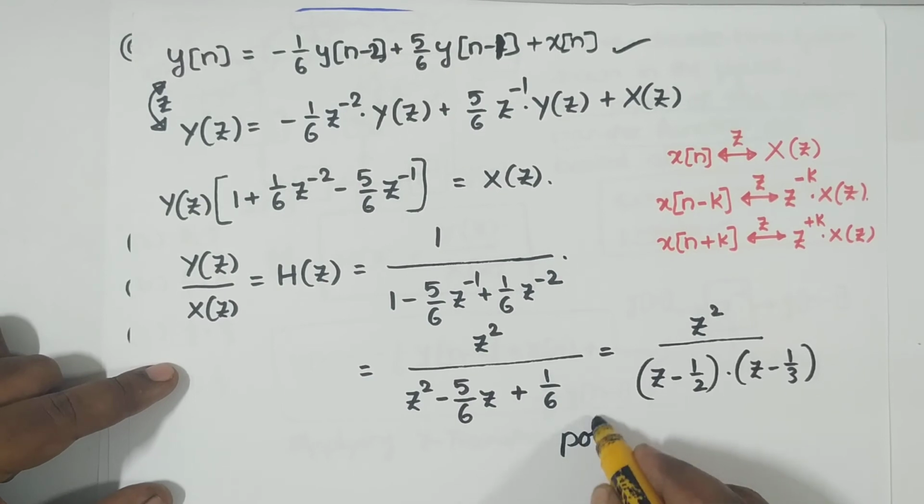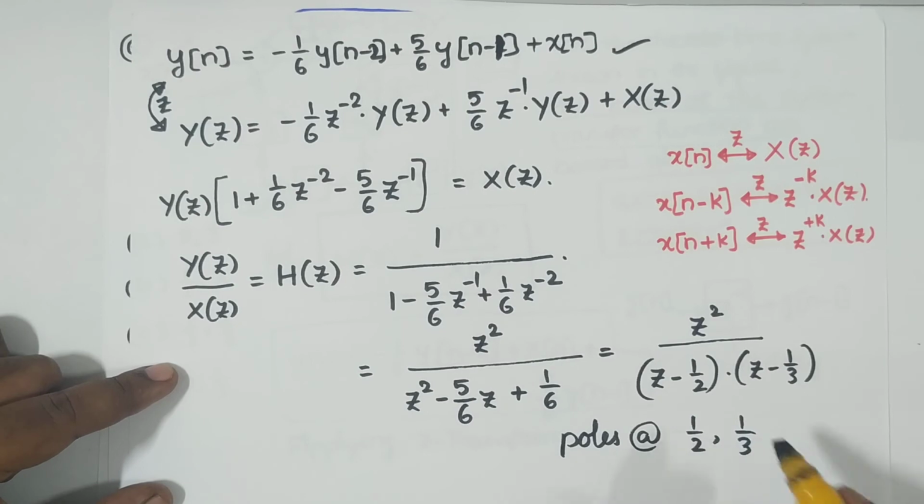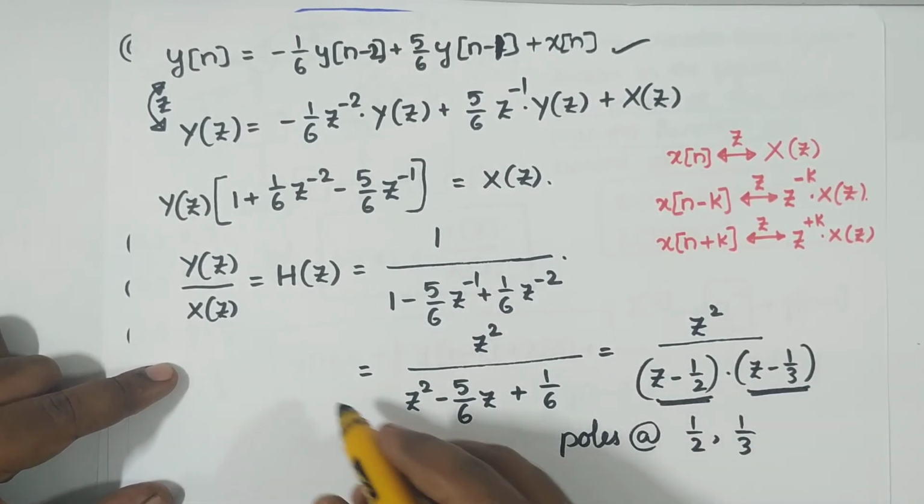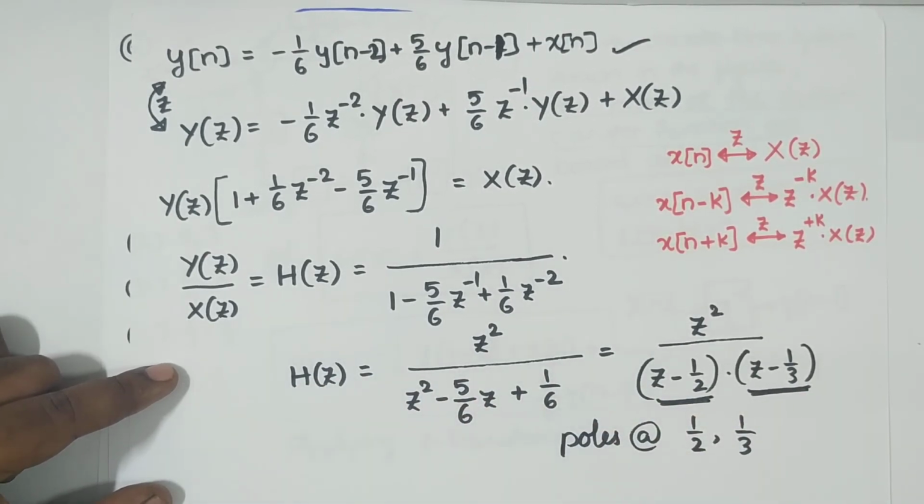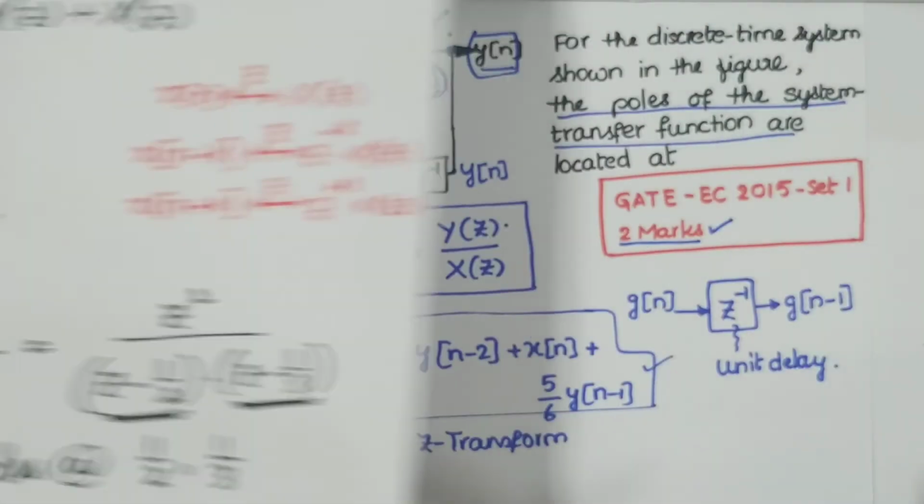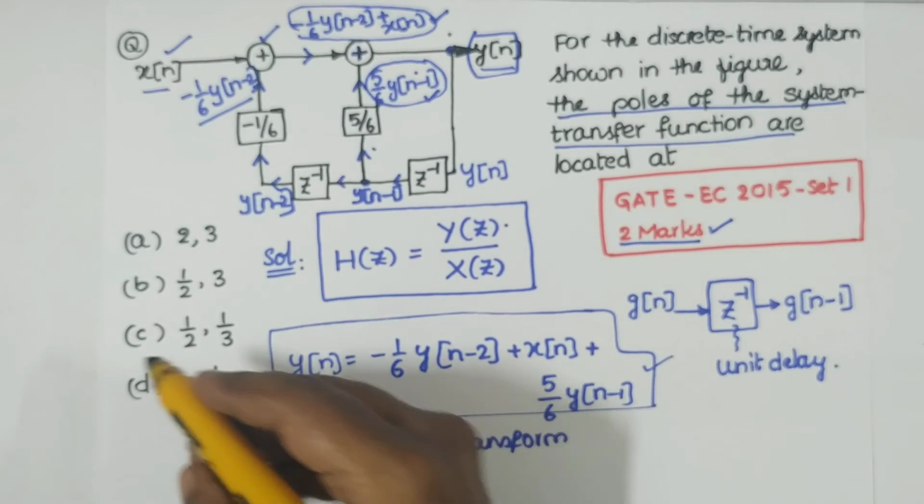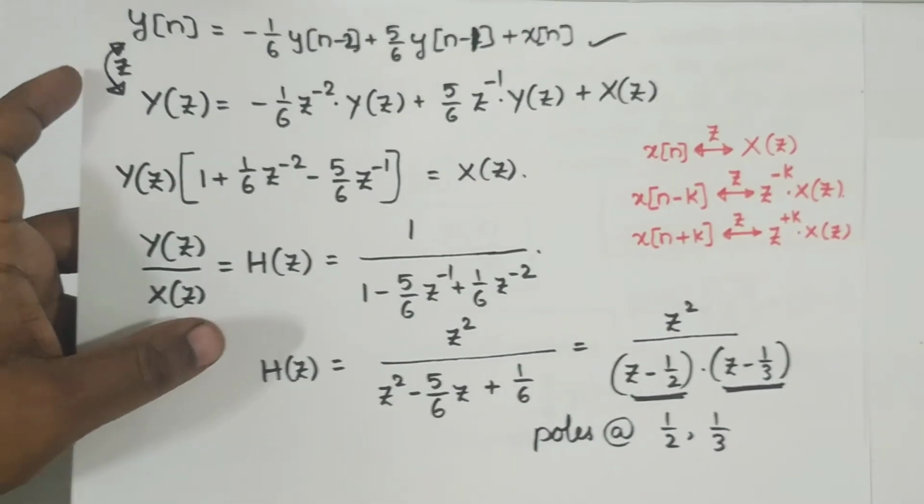So from this, the poles are located at 1 by 2 and 1 by 3. So z minus 1 by 2 equals 0, and z minus 1 by 3 also equals 0. H of z has poles at locations 1 by 2 and 1 by 3. Simple. This is a linear constant coefficient discrete time system.